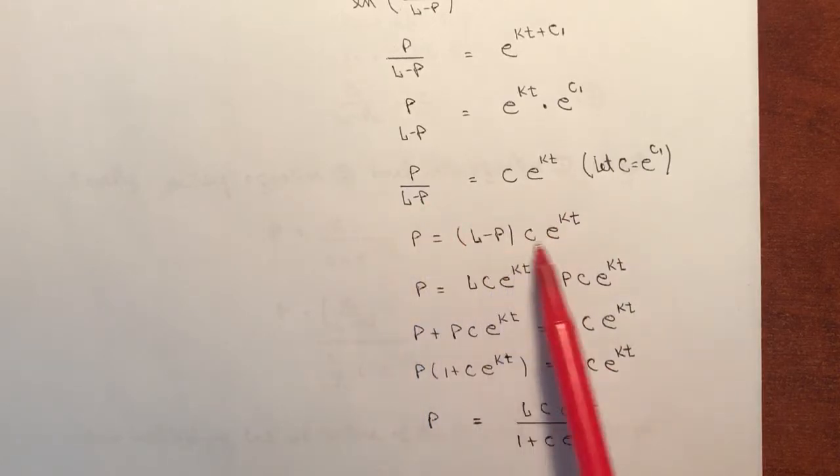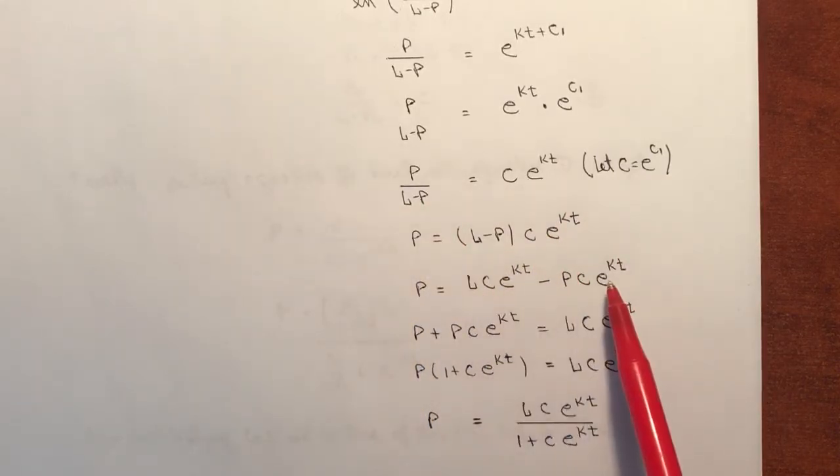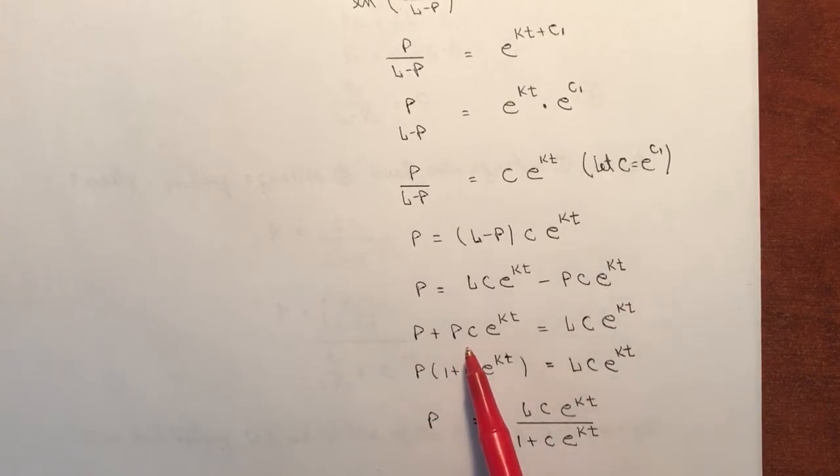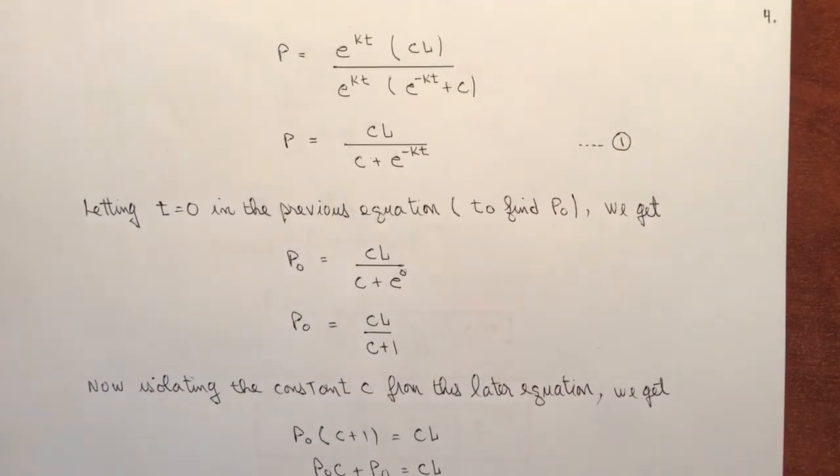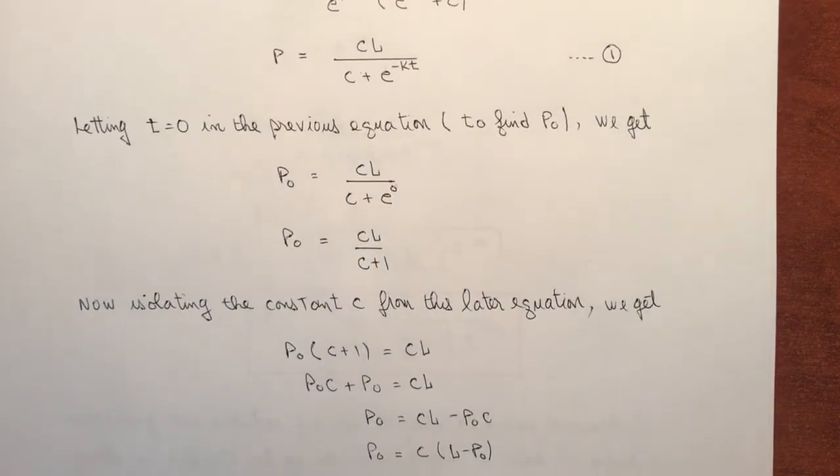I'm going to cross multiply (L minus P) to the other side. I'm going to multiply this in. I'm going to collect my P's on the left side, factor it out, and get that P times (1 plus C e to the kt) is equal to LC e to the kt. I'm going to divide both sides by the bracket, 1 plus C e to the kt, which will give us e to the kt on top times CL. And I'm going to factor out e to the kt from the denominator. I'm going to get e to the minus kt plus C. Canceling the e to the kt top and bottom, I actually get that P is equal to CL over (C plus e to the minus kt).